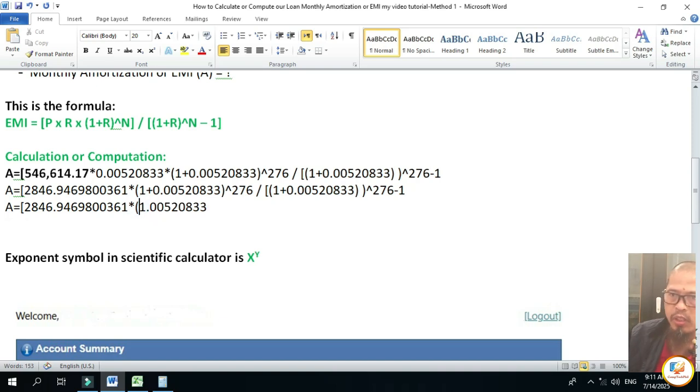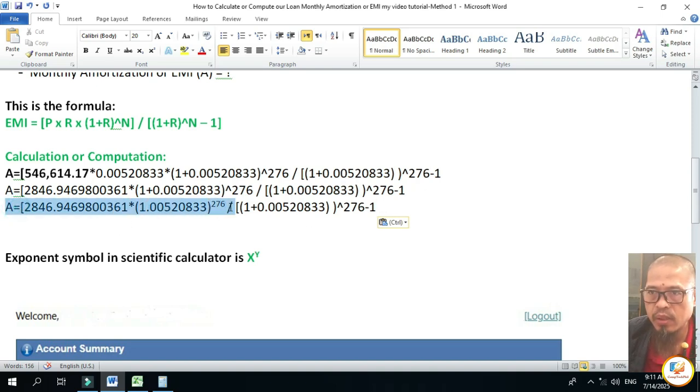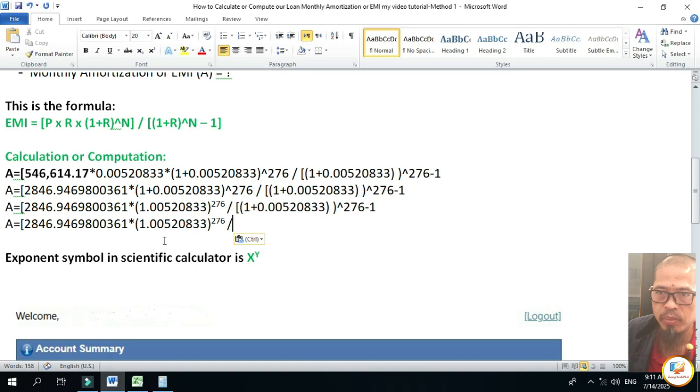So we put it in close parentheses because we have an exponent. So the exponent of 273, 276, I mean. Now, divided by here. Okay. So I have to distribute again. I mean, we have to substitute this one.